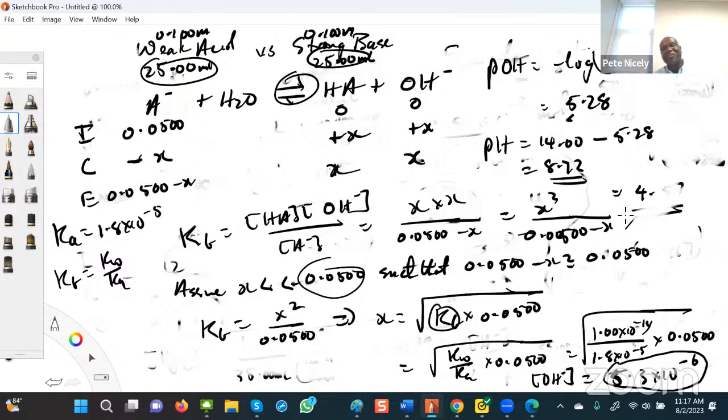And that's it. So yeah, the calculation at the equivalence point for a weak acid strong base is a bit more complicated because you're going to need 2 ice tables in order to do that calculation.